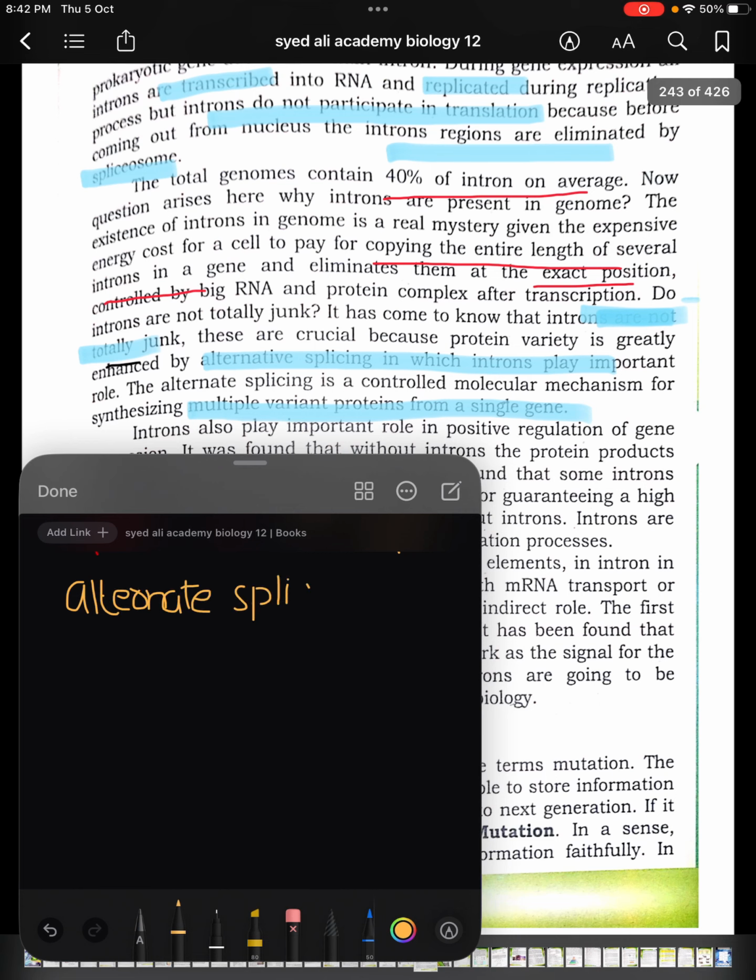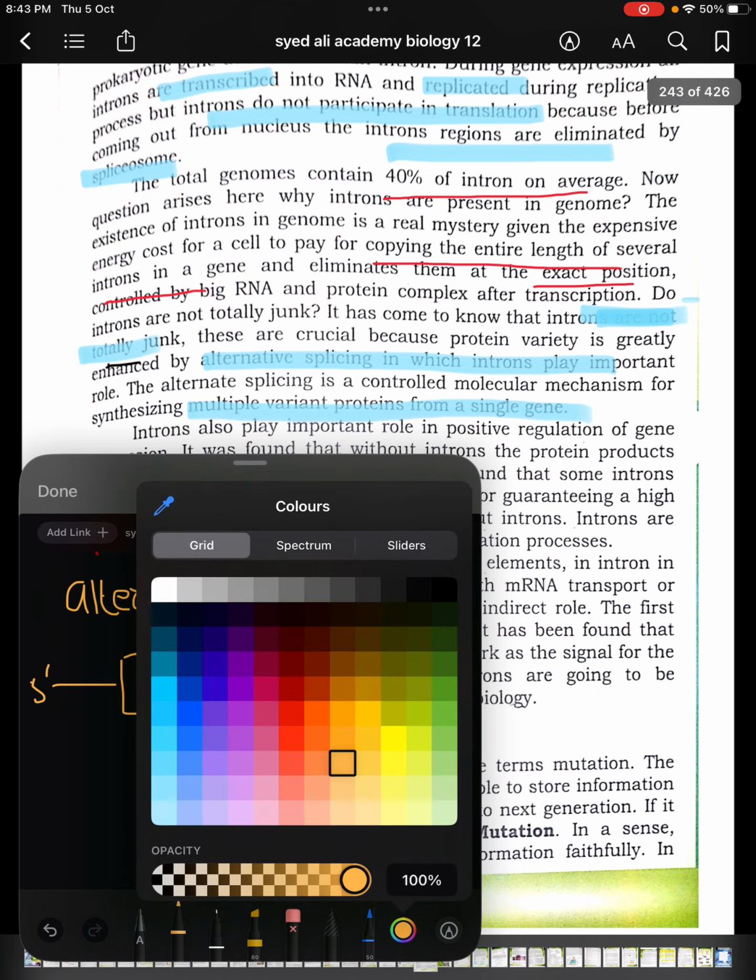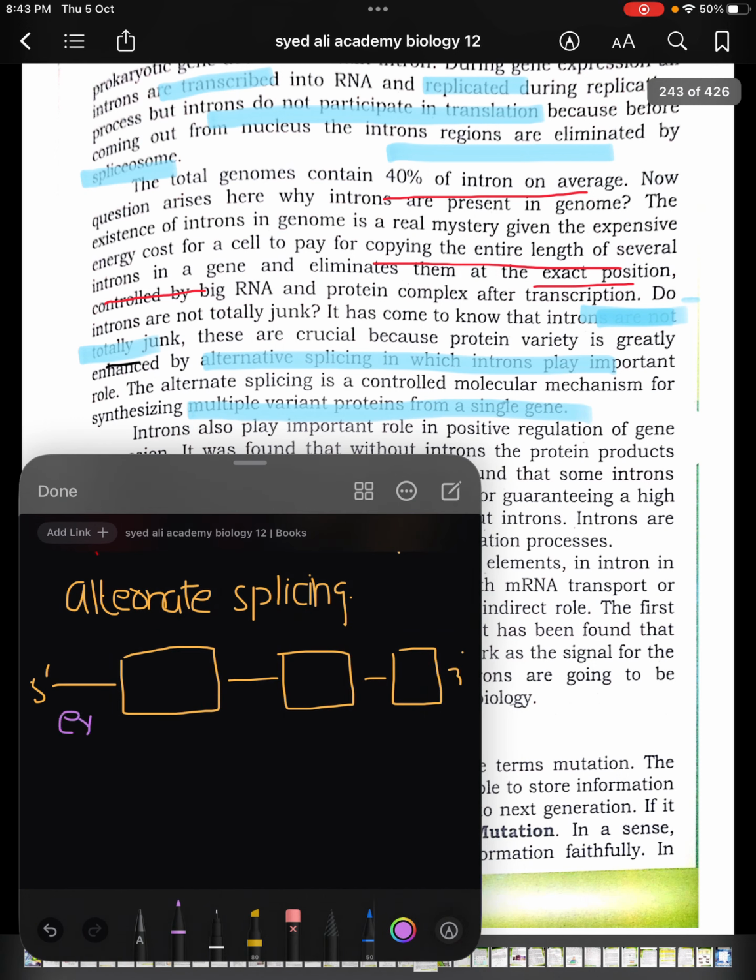Alternate splicing, what does that mean? Okay, consider here we have this is 5 prime to 3 prime. These are exon 1, this is intron 1, this is exon 2, this is intron 2, this is exon 3, and this is intron 3.